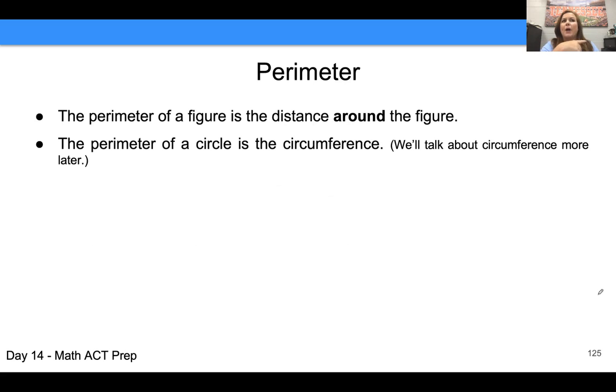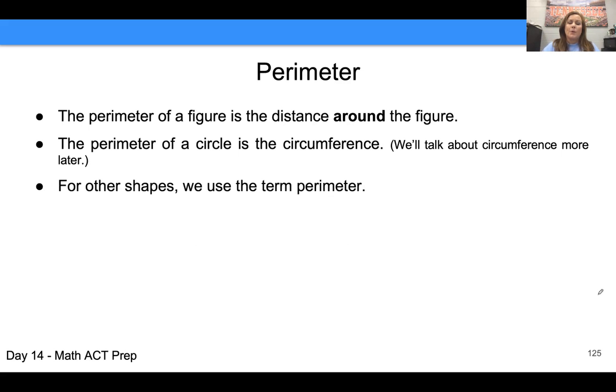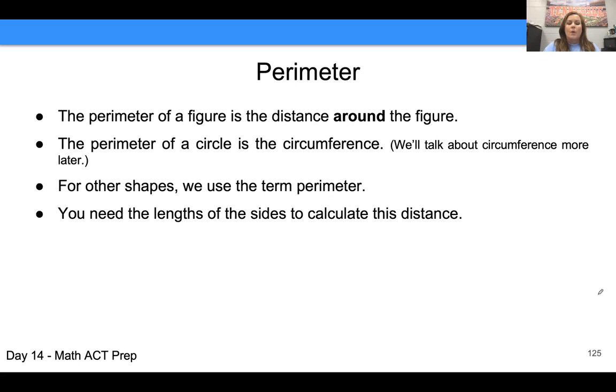Perimeter, technically, we're adding up all the sides. A circle doesn't have sides, so we call that a circumference, and that's going to be a different lesson. But when we're talking about polygons that have sides, we're going to use perimeter. We have to know all the lengths of the sides to calculate perimeter.